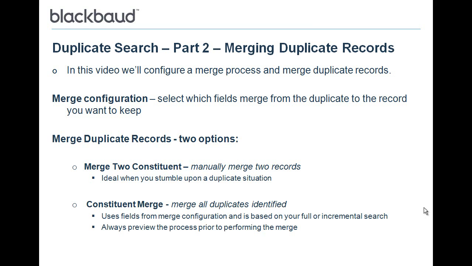We're also going to look at merging records. There are two options. We can merge two constituents. This is ideal when you stumble upon two constituent records that are duplicates. Or we can run the constituent merge. This bulk merges constituent records that were identified in the search process. When bulk merging records, always be sure to preview the process prior to performing the merge.